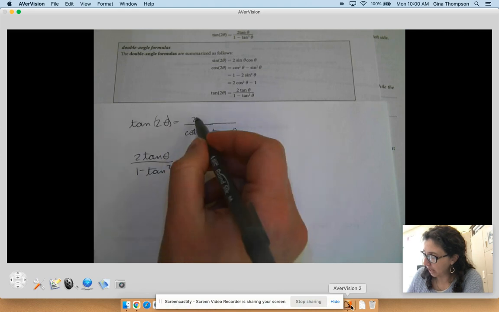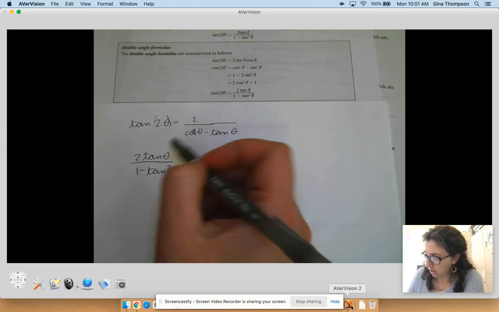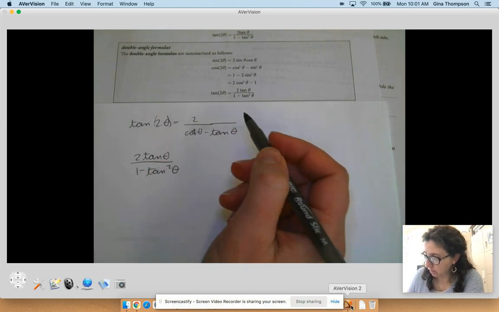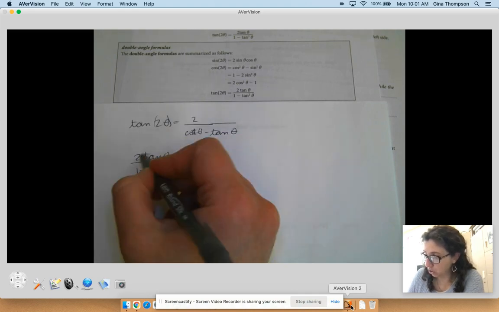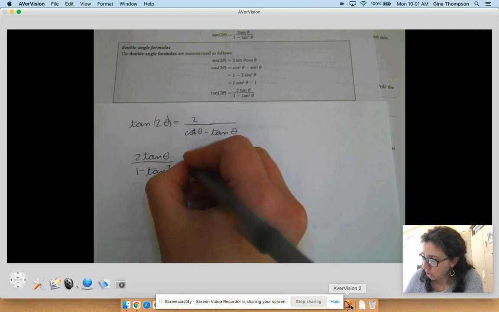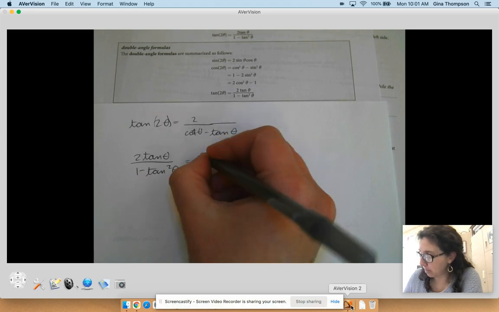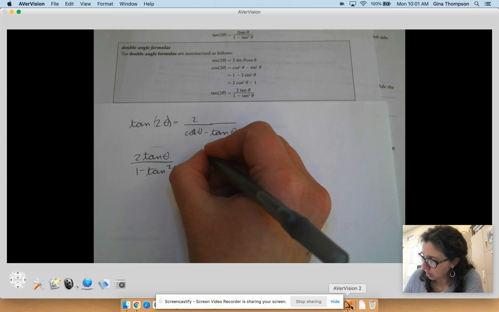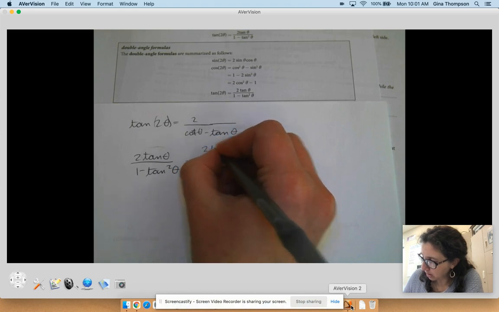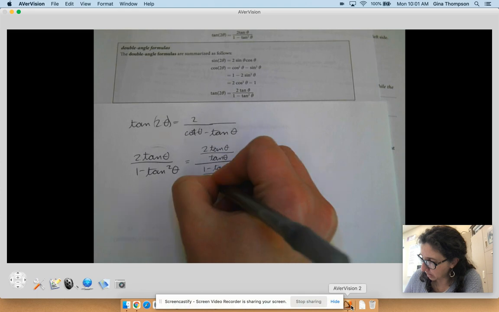Okay, I want it to look like this. How could I make this look like that? Well, I'm noticing I've got this tan here, and I just want this to be a 2, not have that tangent there. So what if I multiply all the terms, the top and bottom, by 1 over tangent? Let's see what happens. Because I'm trying to get rid of this tan. So 2 tan theta divided by tan theta, divided by 1 minus tan squared theta divided by tan theta.